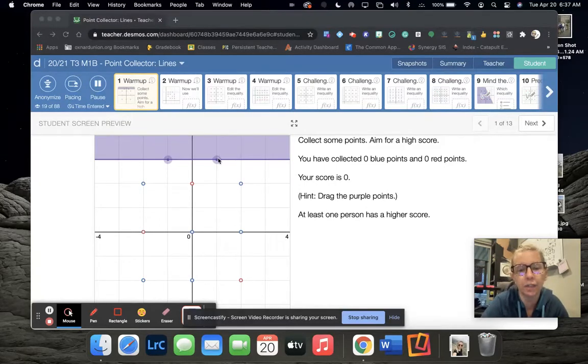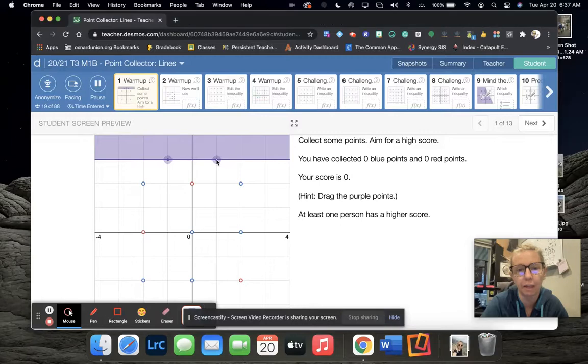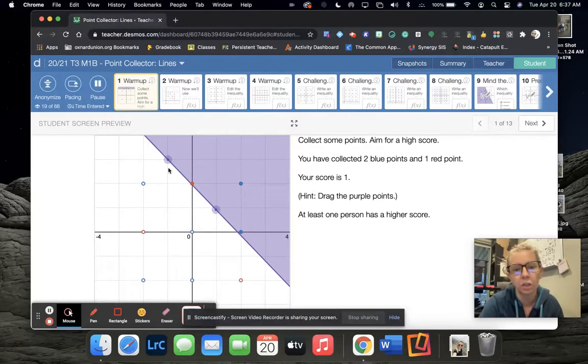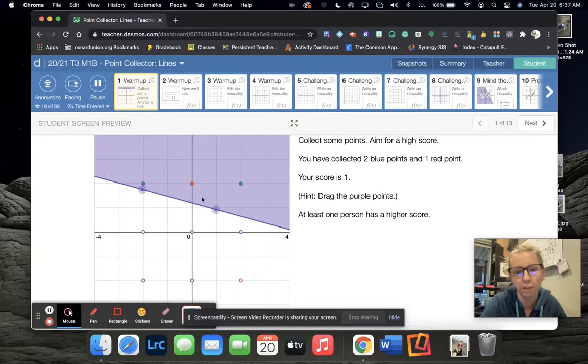So on the very first screen, you're going to see something like this. They're just asking you to move these purple dots around, and you'll see that your score changes. So if I have one blue dot in the shaded region, then my score is 1. As soon as I open that up, now I have 2 blue and 1 red, and my score is still 1. Now I have a score of 2.